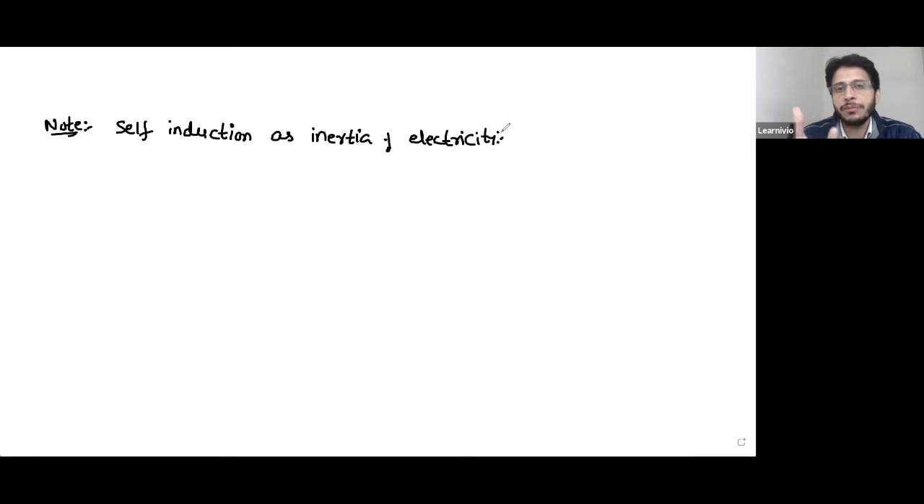In class 11th, we define inertia as a property due to which a body cannot change its state of rest or motion or direction. Like a body at rest cannot come in motion by itself. If you try to bring that body at rest into motion, that body will resist the change in state. That was inertia in mechanics, in laws of motion.